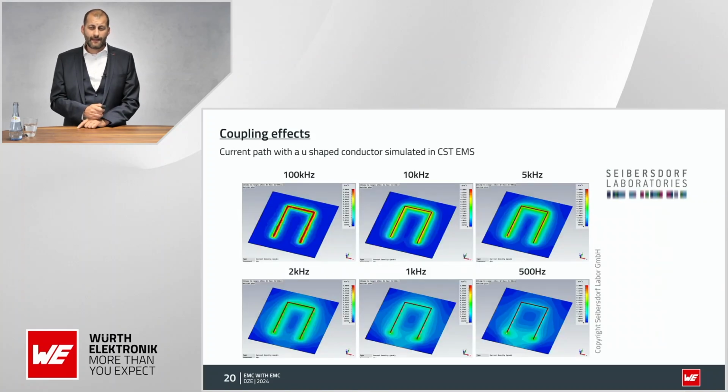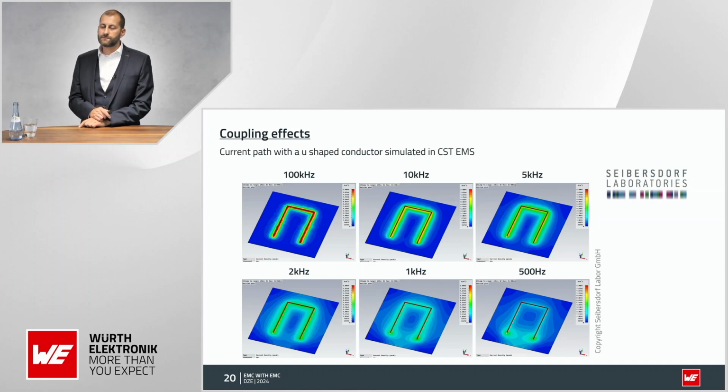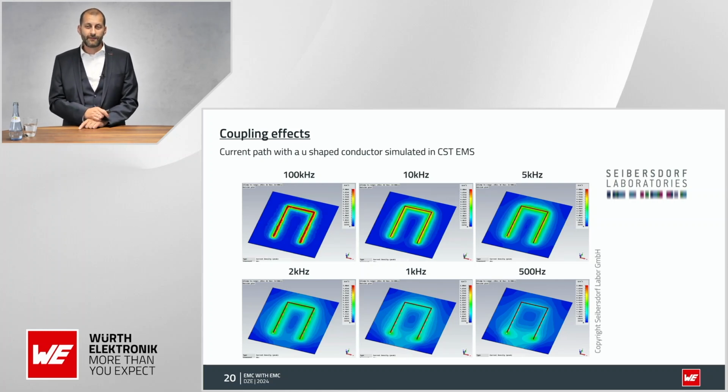And when does that happen? Well, between 500 Hertz and 1 kilohertz. So in this area, current is going to change from the direct path to the path directly under the conductor. So even though you think it's a small, slow signal, always be aware of your return path.